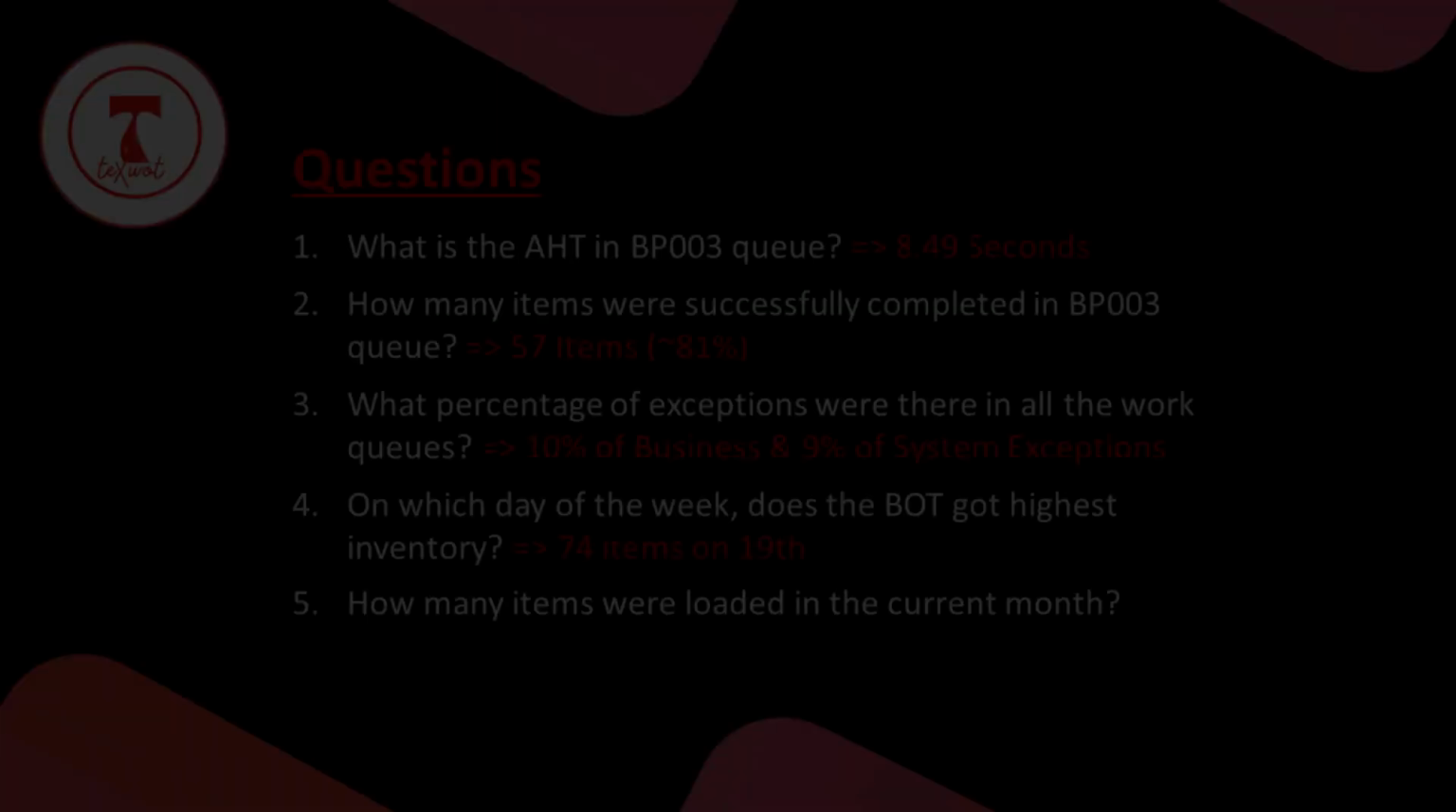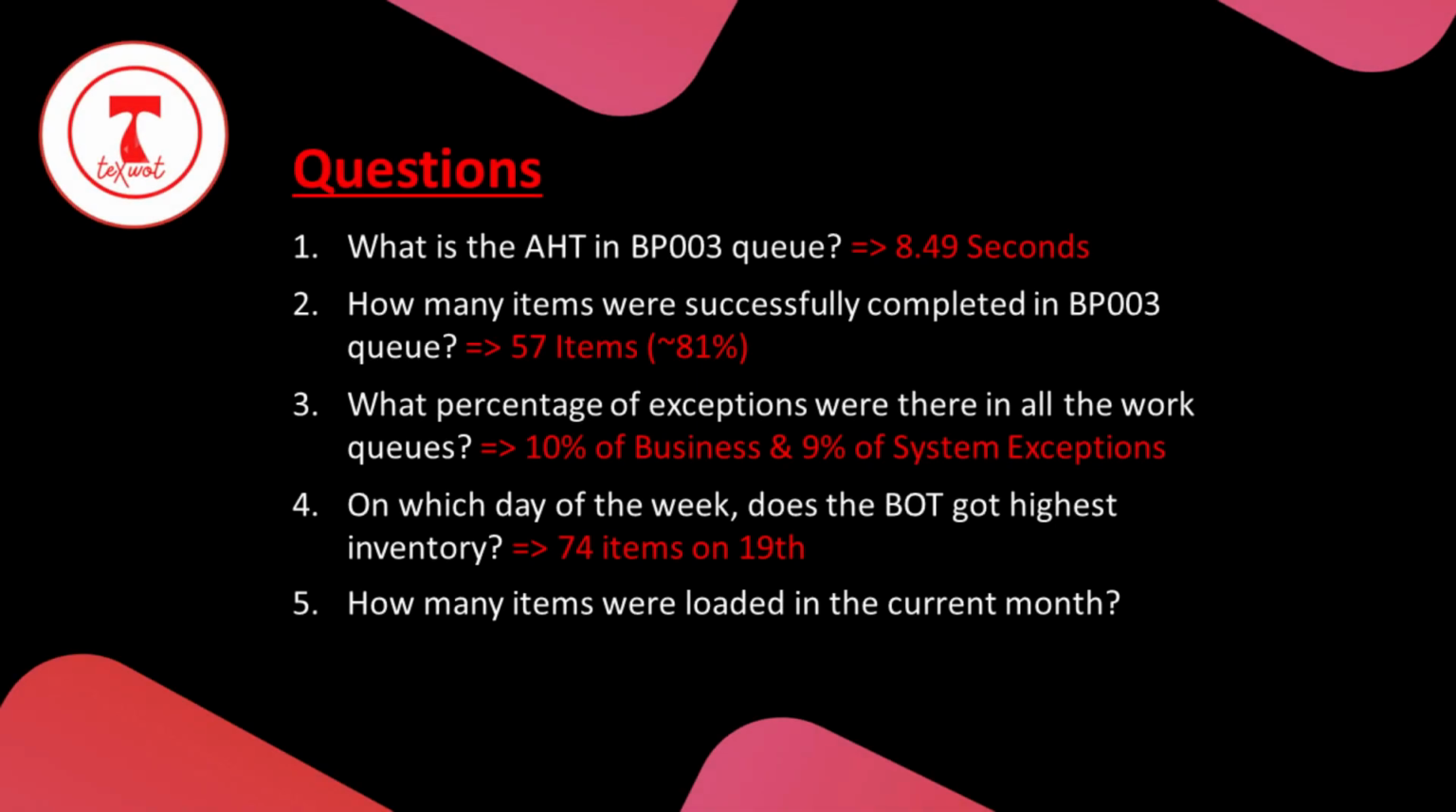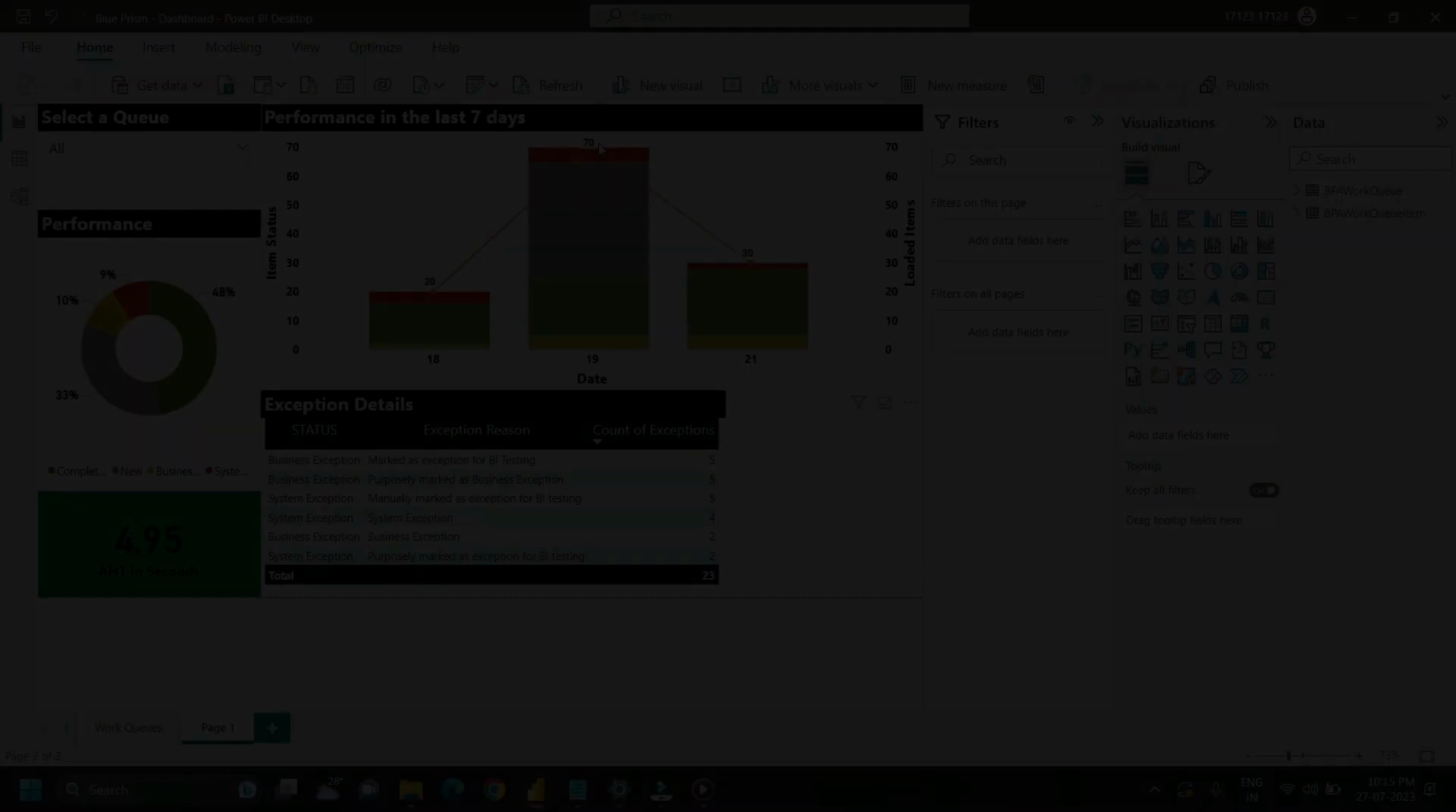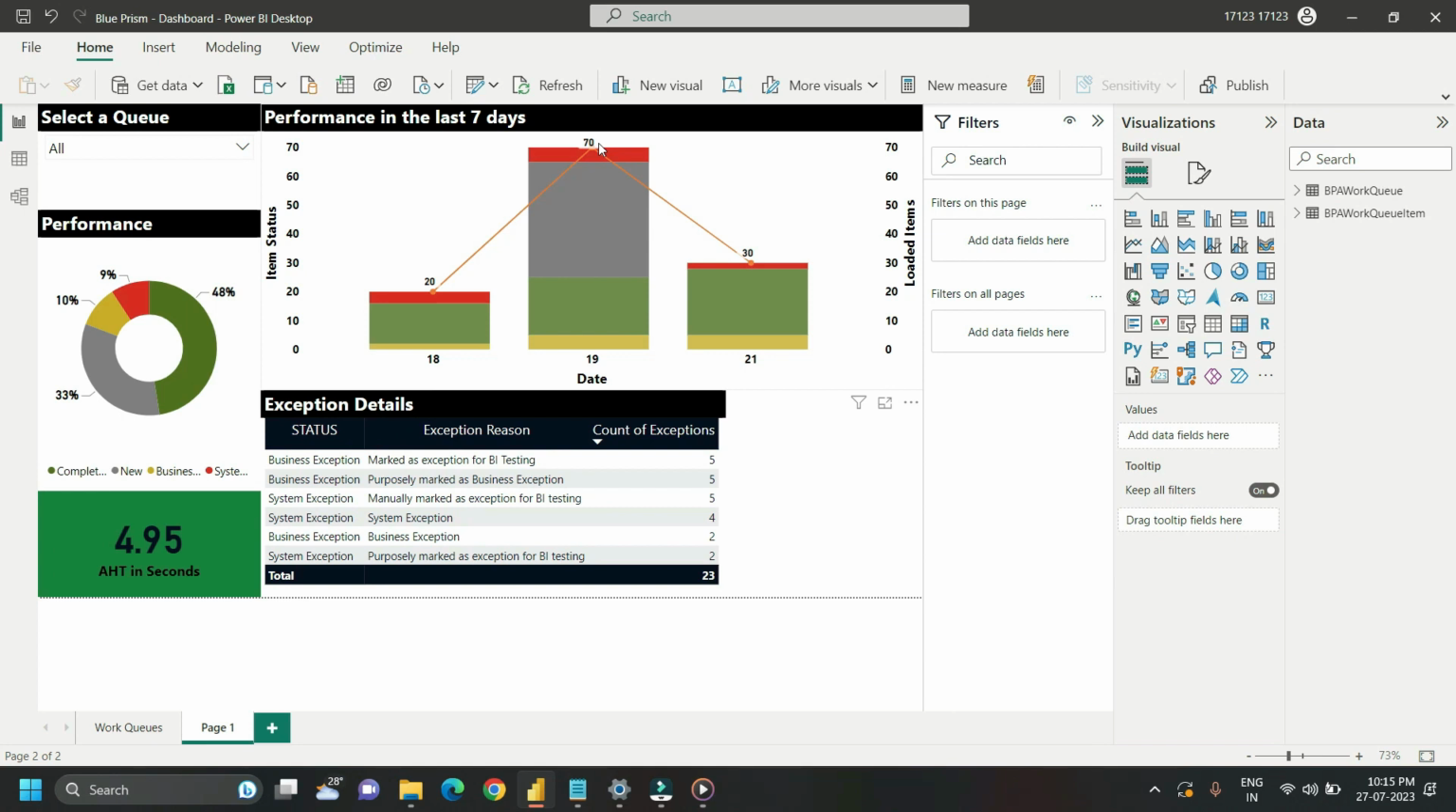And the last question, how many items were loaded in the current month? None of the visuals here shows this information. Though it's possible to get the answer for this question from within this dashboard, it requires you to get the partial information from several visuals and perform some calculations.